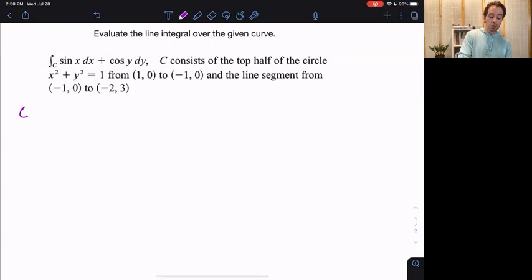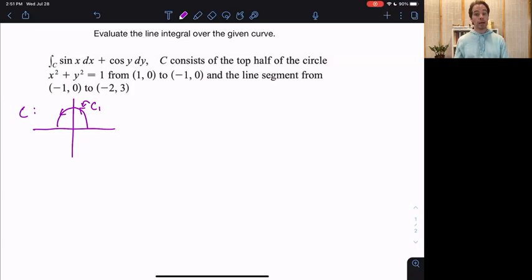So let's first parameterize this curve. The top half of the circle, x squared plus y squared equals 1, from (1, 0) to (-1, 0). That means we're looking at this as C1. That's the first portion of the curve. And the second portion is the line segment from (-1, 0) to (-2, 3). So then as the second portion, we're going along here.